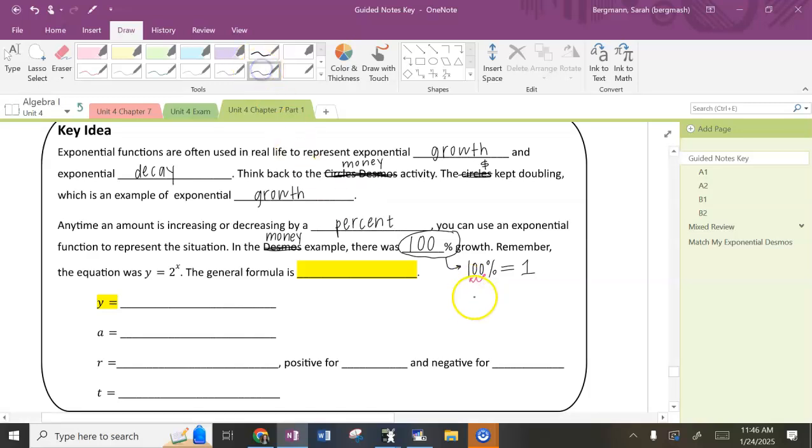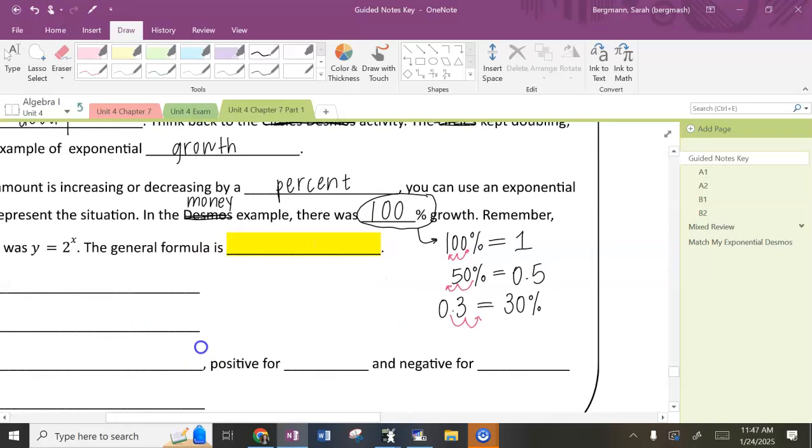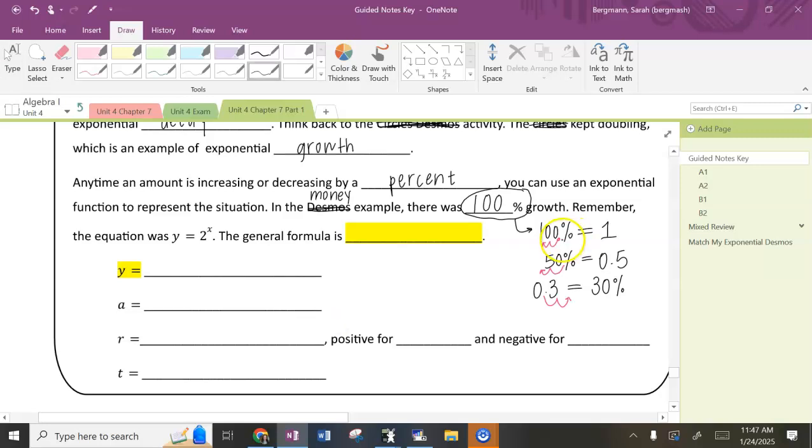So another example, 50%. What decimal do you think that would be? Divided by 100, it's 0.5. You'll also have to know how to change it the other way. If you have 0.3 as your decimal, what percent is that? You would multiply by 100, so move it 2 places to the right, and you get 30%. You have to be able to convert between percent and decimal. So how does that percent, 100% or 1, relate to the 2?